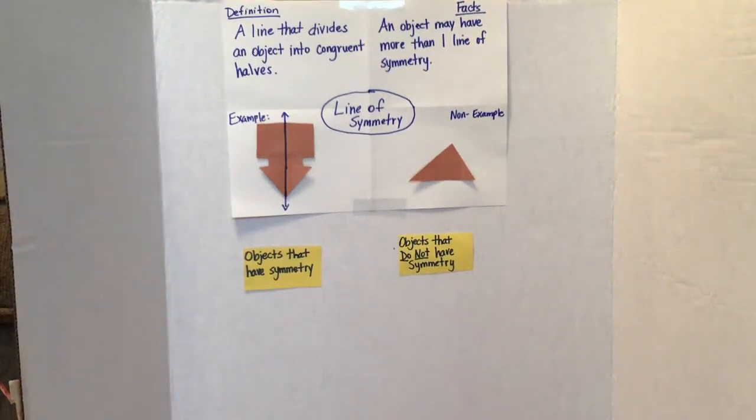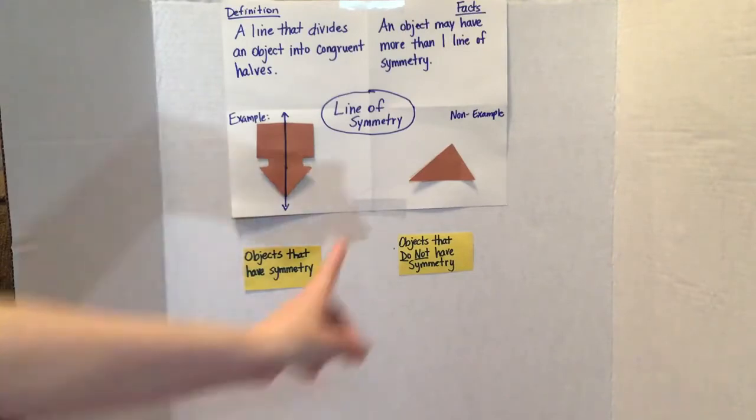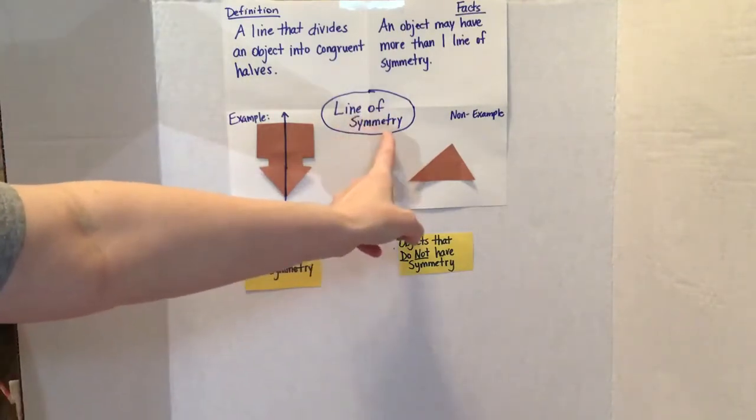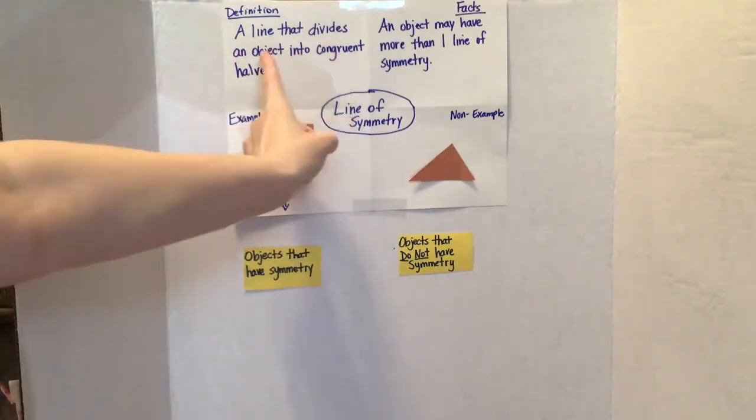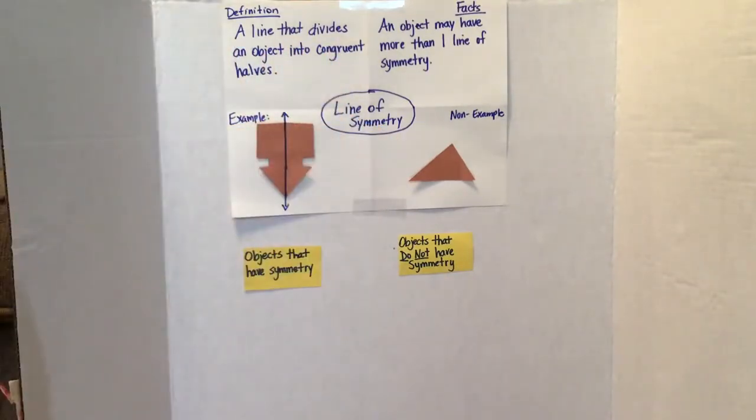Today we're going to talk about symmetry. So you can see up here, I've written line of symmetry. And let's look at the definition. It says, a line that divides an object into congruent halves. Now remember, we've talked about congruent means same size, same shape. So think about that when we're talking about a line of symmetry.